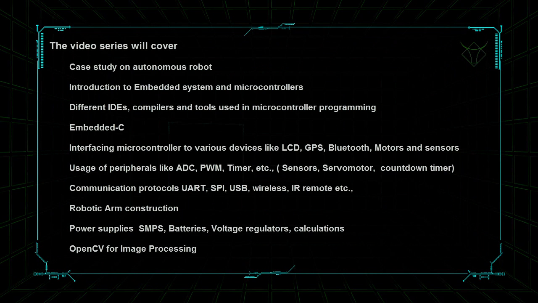The video series will cover case study on autonomous robot, which is dealt in the same video, introduction to embedded systems and microcontrollers, different IDEs, compilers and tools used in microcontroller programming, embedded C, interfacing microcontroller to various devices like LCD, GPS, Bluetooth, motors and sensors, usage of peripherals like ADC, PWM, timers, etc. Communication protocols like UART, SPI, USB, wireless, IR remote, robotic arm construction, power supplies like SMPS, batteries, voltage regulators, calculations for voltage regulators, basically the resistor calculation and power calculations, and a video on OpenCV for image processing.